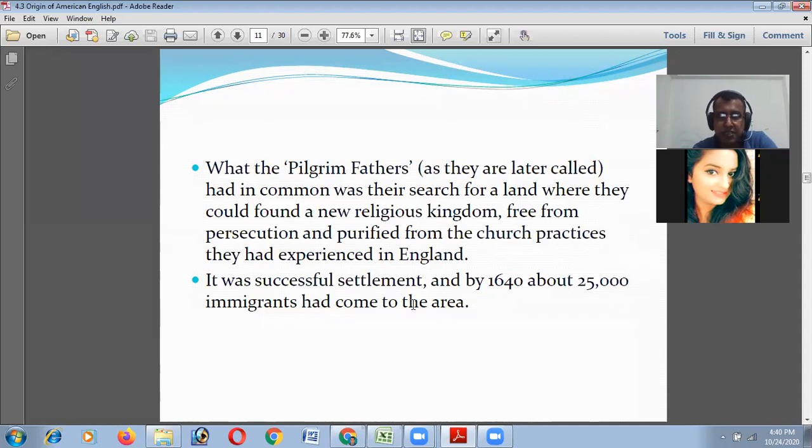It was a successful settlement, and by 1640, about 25,000 immigrants had come to the area. So in this way, when the first group came consisting of 67, but by 1640, within 20 years, the people left England and went to Massachusetts. The number was 25,000, and most of them are Puritans.